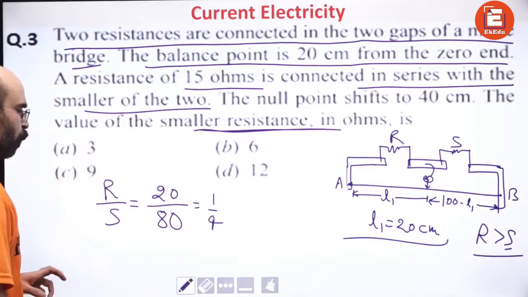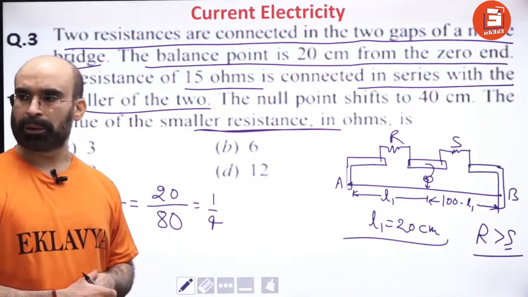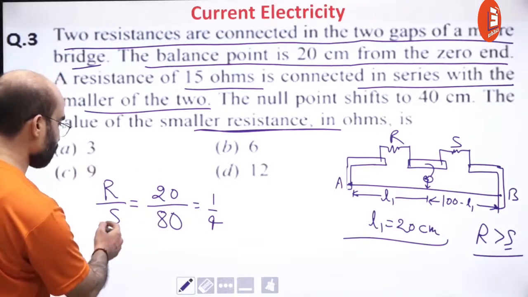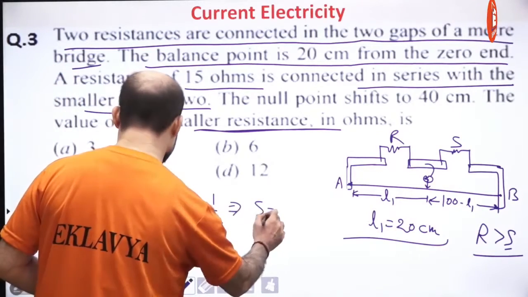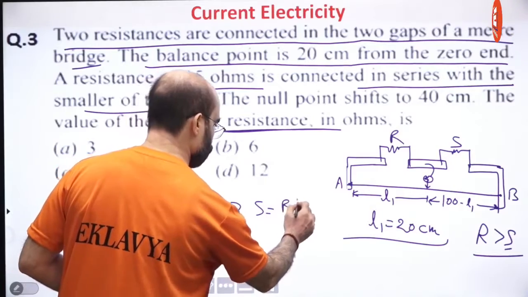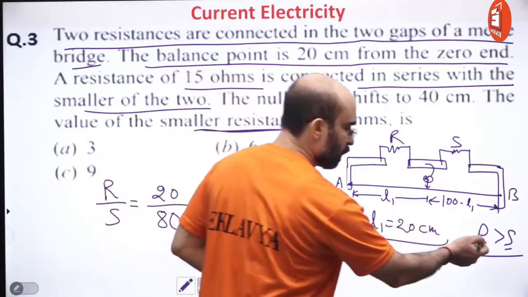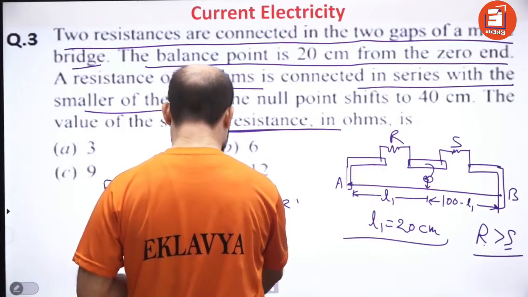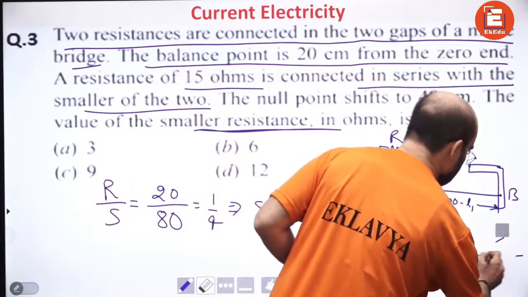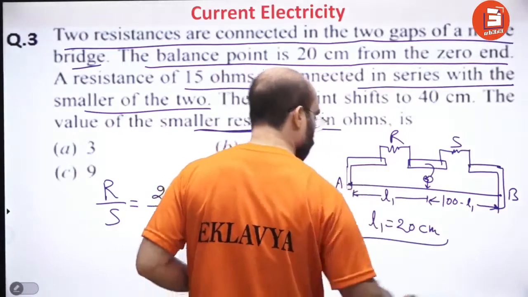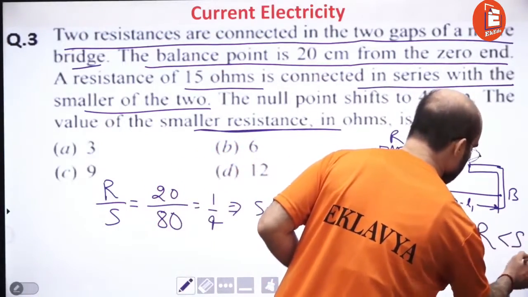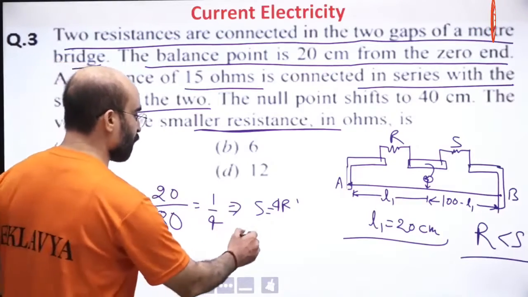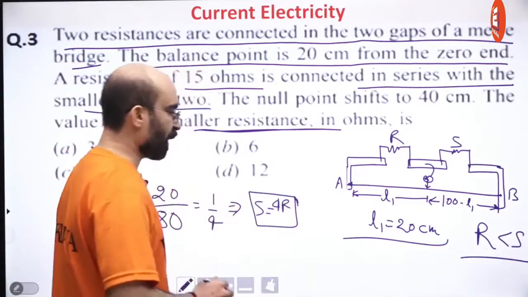We don't know which one has got what value. Here we assumed S smaller, but as you can see, S equals 4R. So what happened? Here the assumption went wrong. So what we need to do is consider that R is the smaller value. R is smaller, right? So the S value is this. This we have understood.